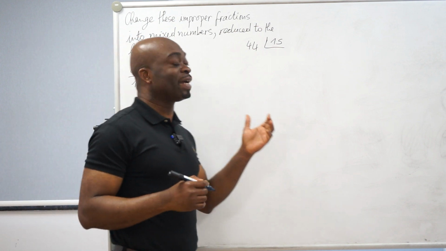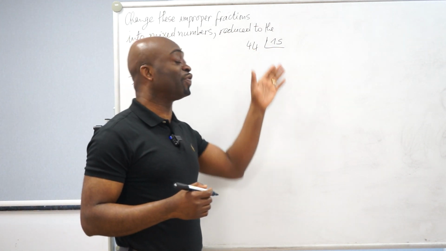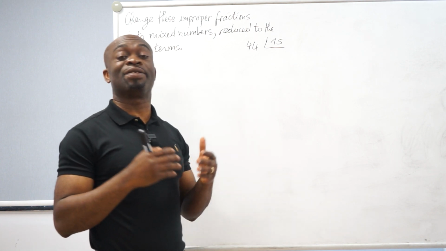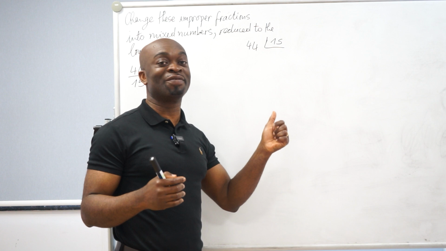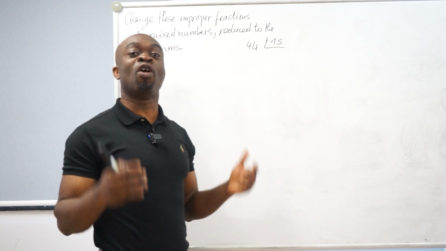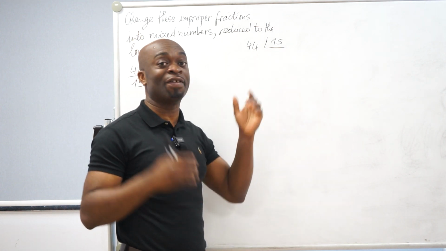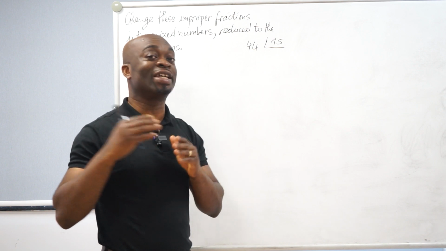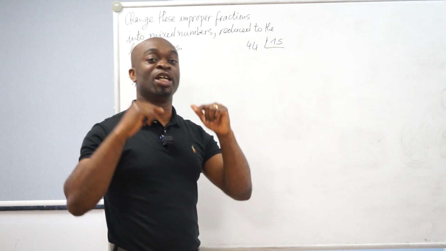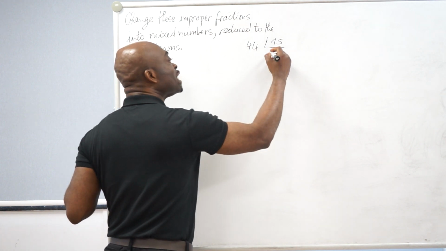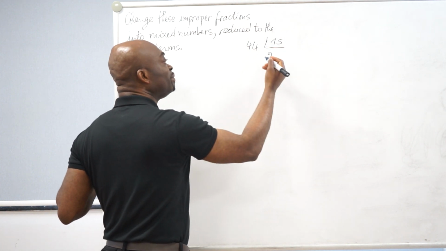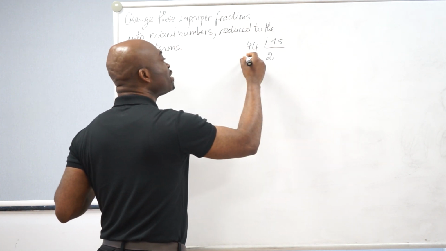Somebody can think about 2 times, because 2 times 15 will give you 30. Somebody can think about 3 times, because 3 times 15 will give us what? It's going to give us 45, because 3 times 15 is 45. So that is over 44. So you cannot go 3 times. So it has to be 2 times, because 2 times 15 is 30, right? So it's 30 here, and you subtract.